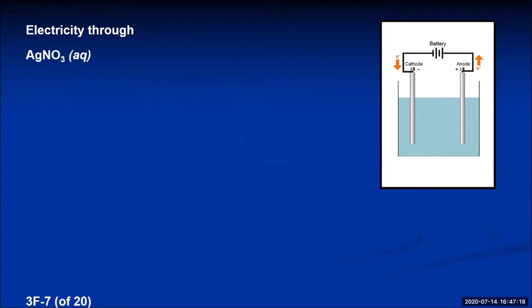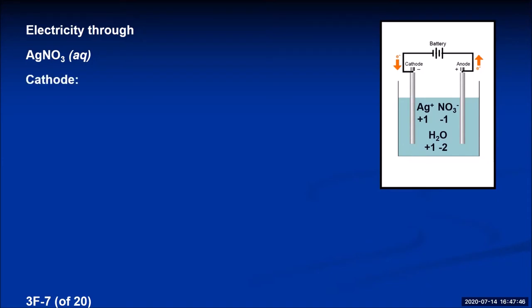Let's try this. Let's say we pass electricity through a water solution of silver nitrate. So in our picture on the right side, we're going to have separated silver ions and nitrate ions. The silver ion has a charge of +1. The nitrate ion has a charge of -1. And because it's an aqueous solution, we also have water in there whose components are +1 hydrogens and -2 oxygens. So what are the reactions that are going to occur?